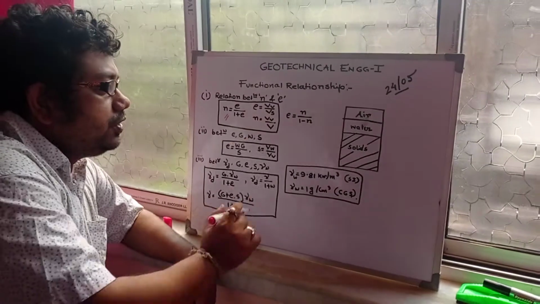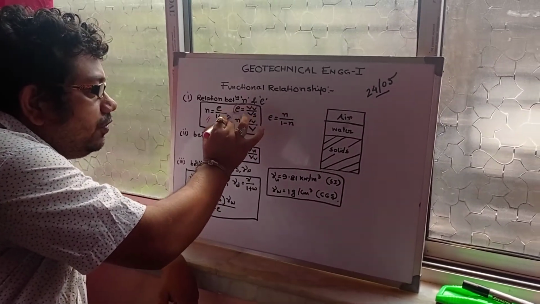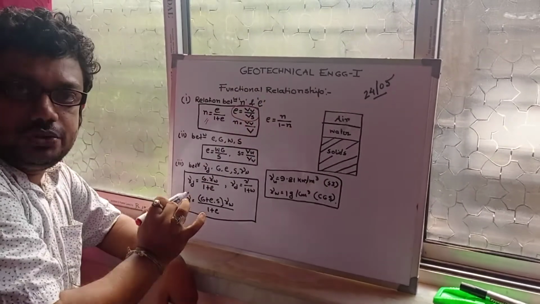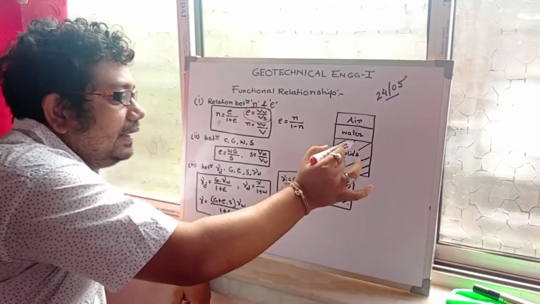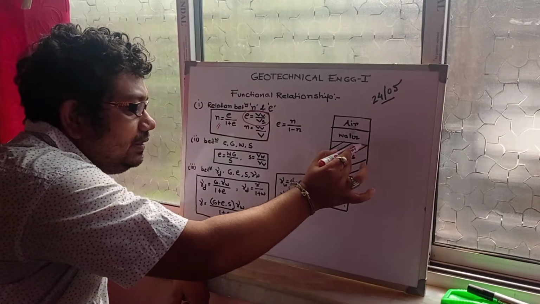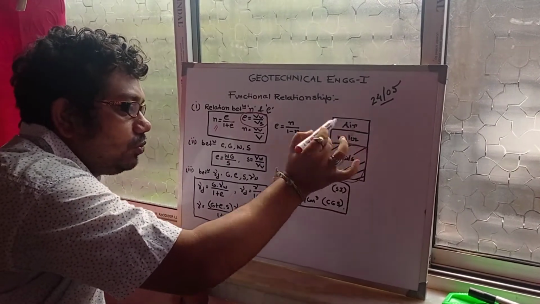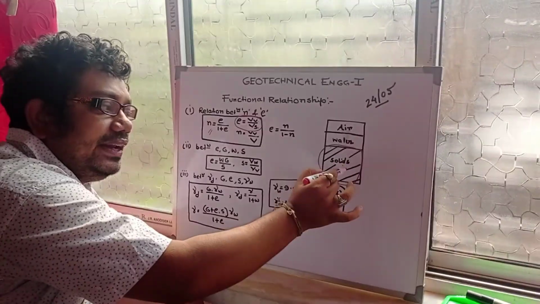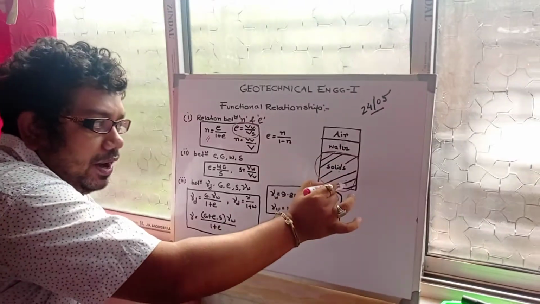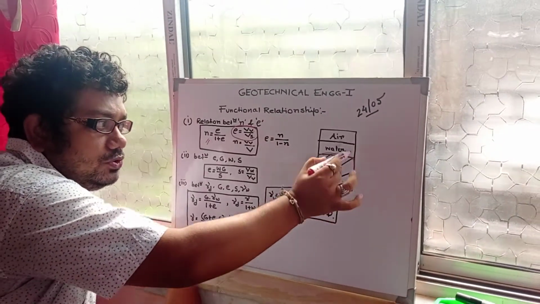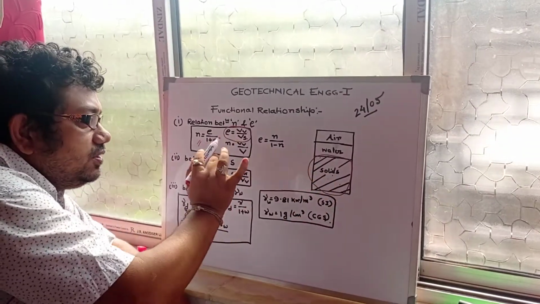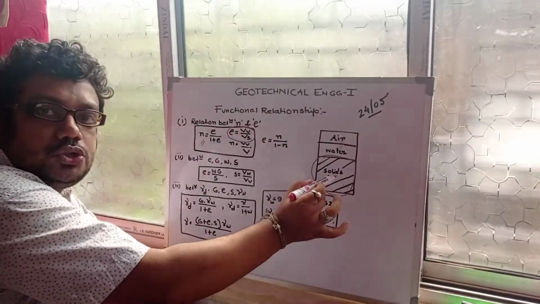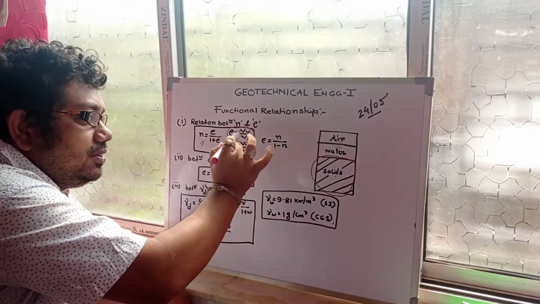What is called void ratio? Void ratio is the ratio between the volume of voids and the volume of solids. That means in the solids part, how much void exists. You know this is a three-phase relationship of the soil, and we are only concerned with how much void exists within the soil solids. That is void ratio.